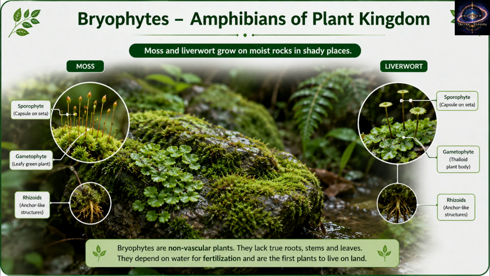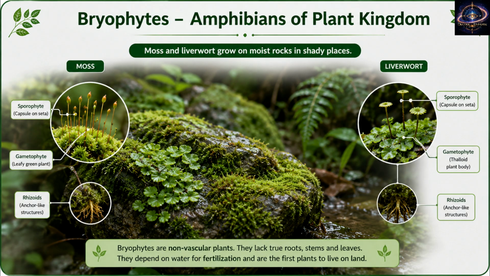They are attached by rhizoids. The main plant body is gametophyte. It produces gametes. Male sex organ is antheridium. Female sex organ is archegonium. Water carries male gametes to the female organ. After fertilization, zygote forms. The zygote develops into sporophyte. The sporophyte remains attached to the gametophyte and gets nourishment from it.